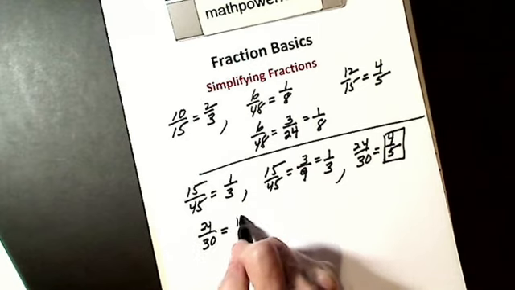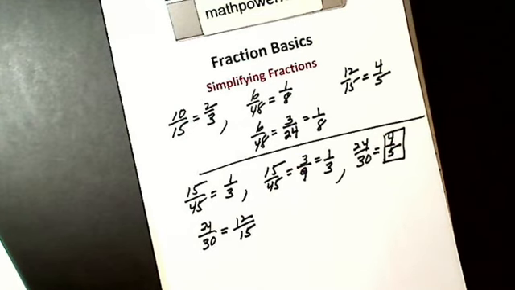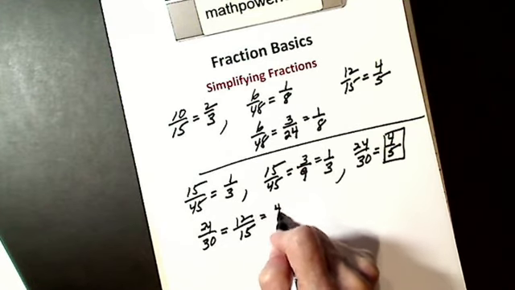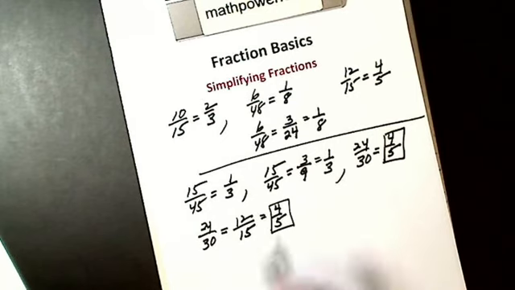2 into 24 is 12. Half of 30 is 15. Then I've got this smaller. I can go, okay, 3 into 12, 4. 3 into 15, 5. Like I said, it just took you a little longer. Let's do another one.